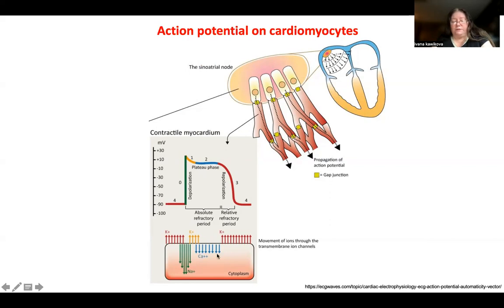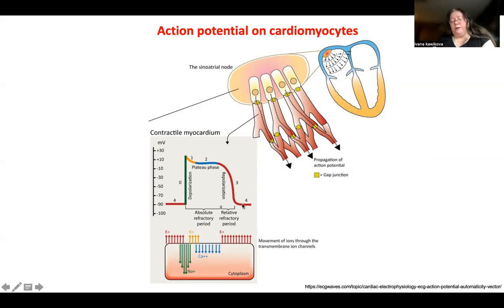Then the calcium channels close, and only the potassium channels are open, and potassium is leaving the cytoplasm and goes to the extracellular space. So the removal of positively charged potassium starts restoring the electrical negativity on the membrane.